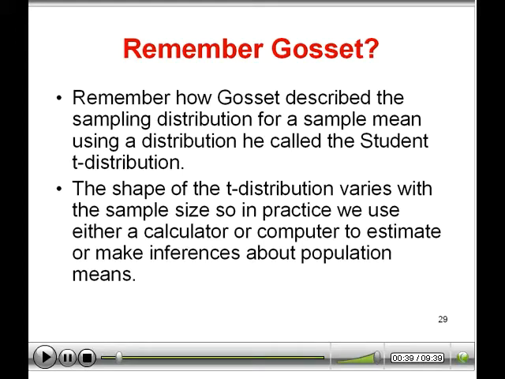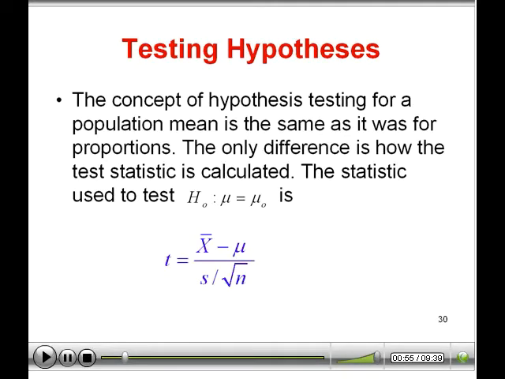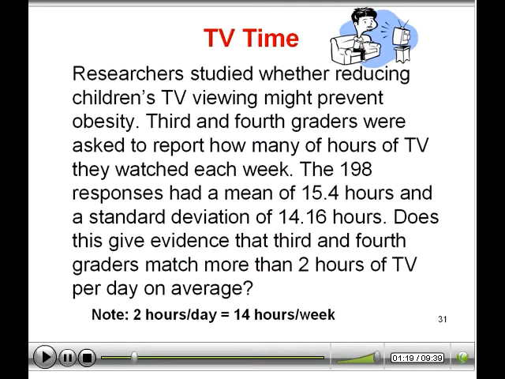The shape of this sampling distribution varies as the sample size varies and becomes increasingly like the standard normal distribution as n approaches 30. The big idea behind significance testing for population means is exactly as it was for proportions. The only difference is how we calculate the test statistic. This time it's the familiar t-statistic, whose formula is shown on the screen. So let's be brave and jump right into an example.